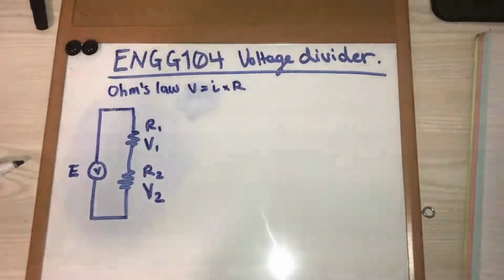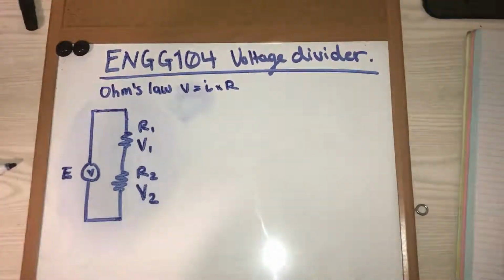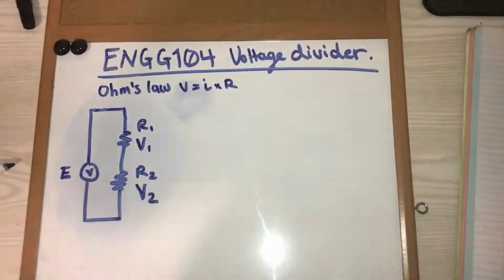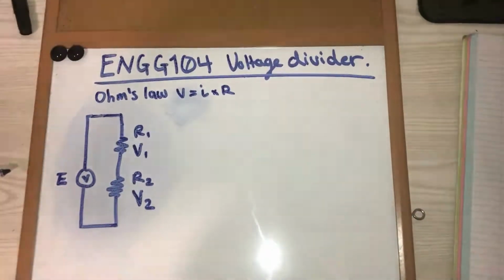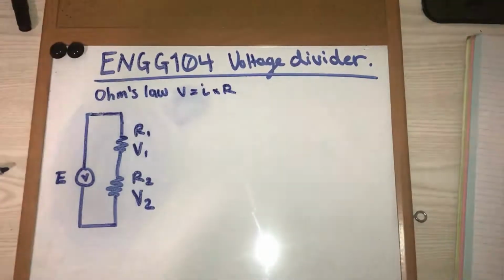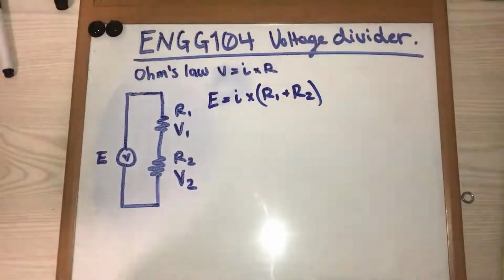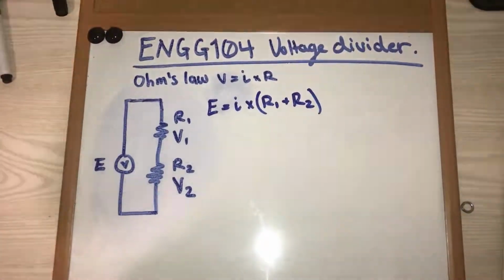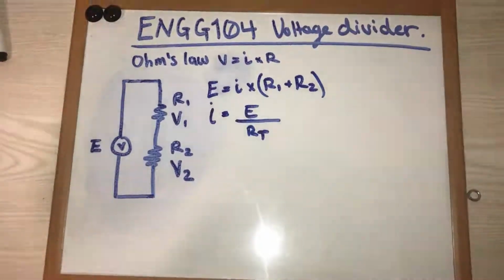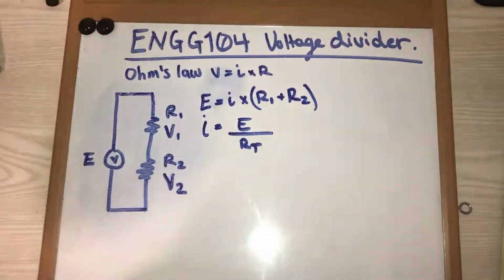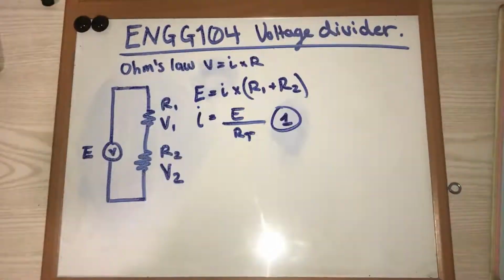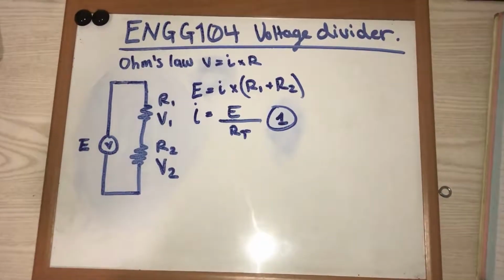Now, firstly, we have to find the total voltage of the circuit, and this can be found with Ohm's law, such that E is equal to I multiplied by R1 plus R2. And if we make I the subject of this equation, we get I is equal to E on RT. We'll call this equation 1.